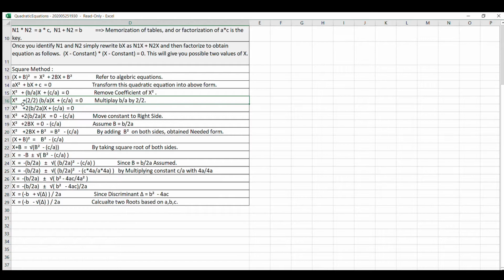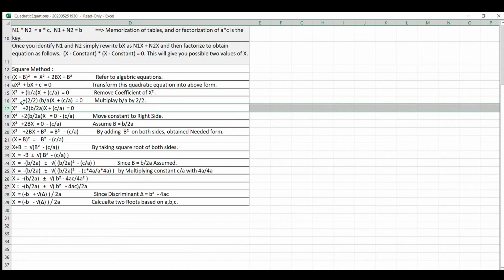Then in this particular equation, you multiply the middle term, the b part, with 2 by 2. Anything times 2 by 2 is 1, and anything multiplied by 1 is the same value. So here only the middle part is multiplied by 2 by 2. Now this equation reads, if you look at line 16, 2 by 2 b by a x. Now we want to convert it into 2bx. So how do you do that?